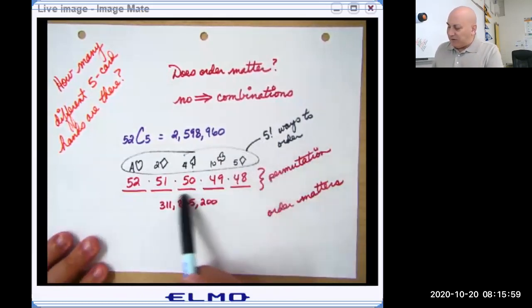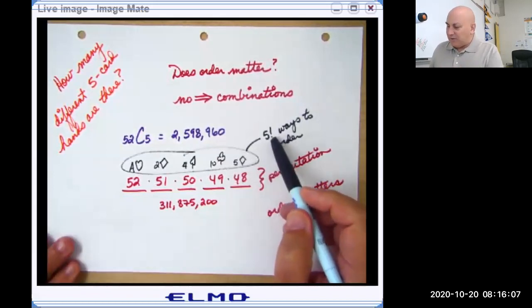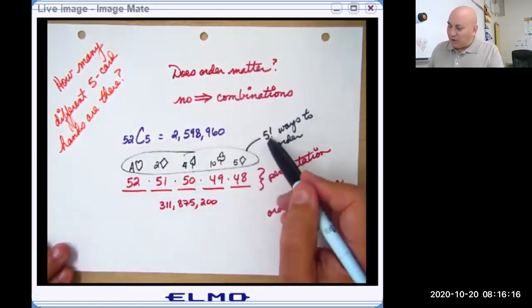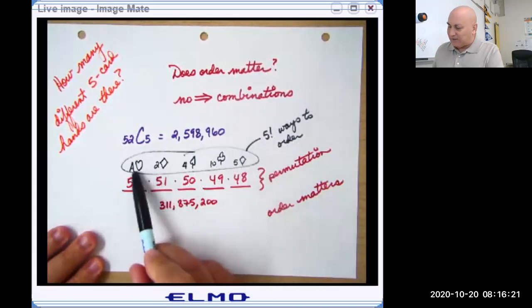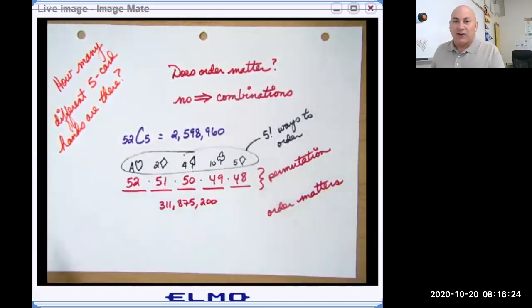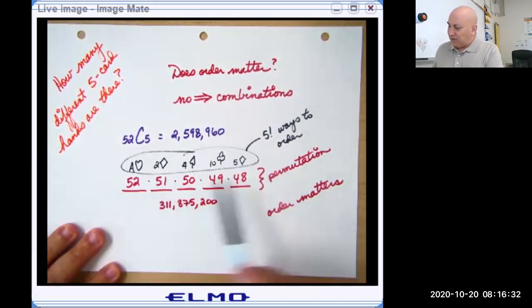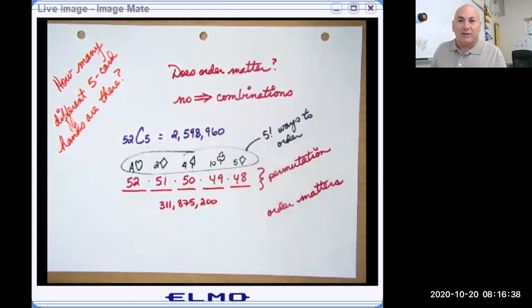So for every one of these 312 million hands, there are 5 factorial repeats for every group of cards, because again, there are 5 factorial ways of getting just these 5 cards. So since order doesn't matter, we have to divide by that. So here's our number of permutations divided by 5 factorial, and that's where the 2.6 million comes from.